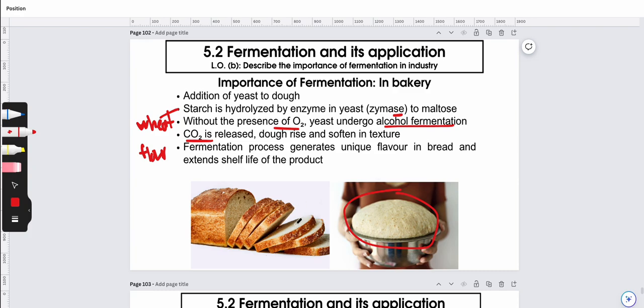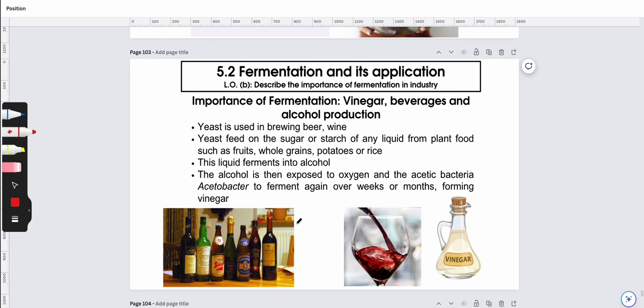So this is about bread. Very nice. And the second one is on vinegar, beverages, and alcohol production. So again, we use yeast. Yeast is very good.